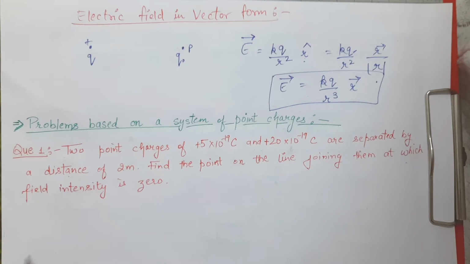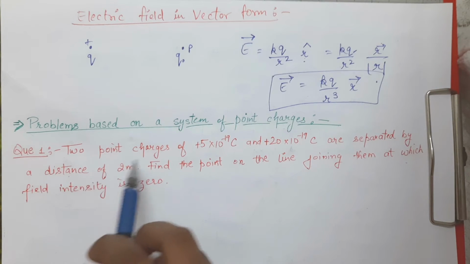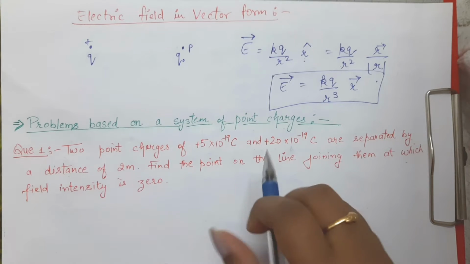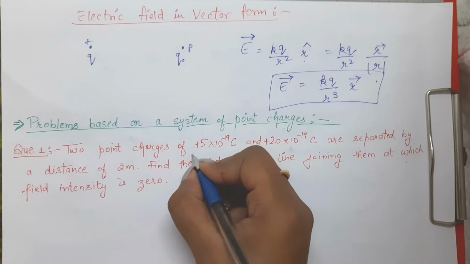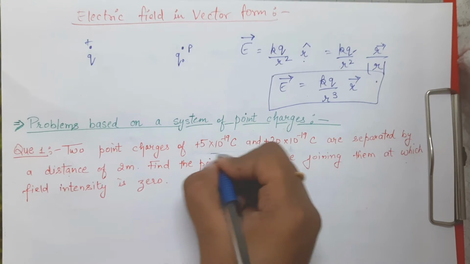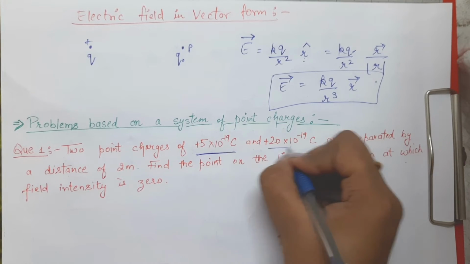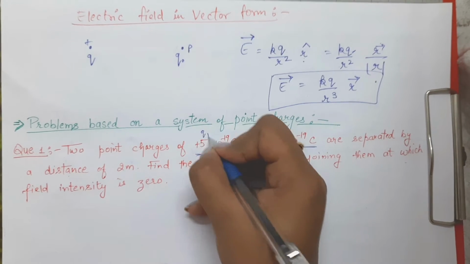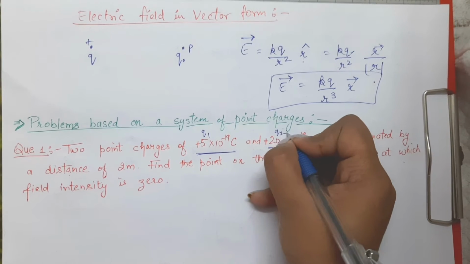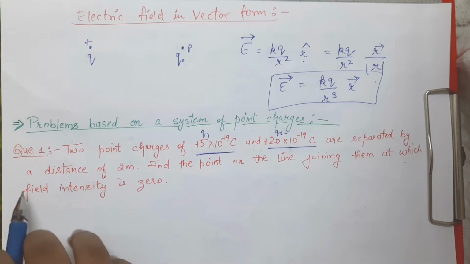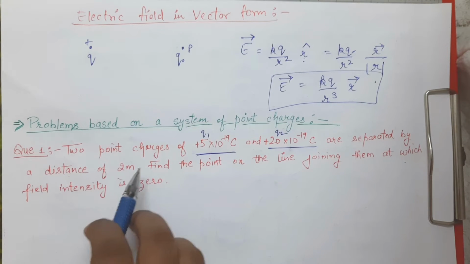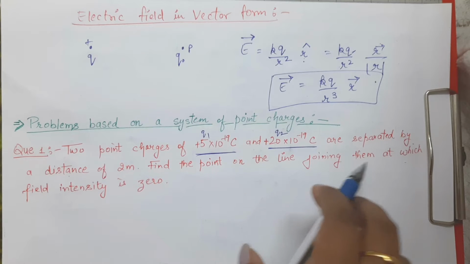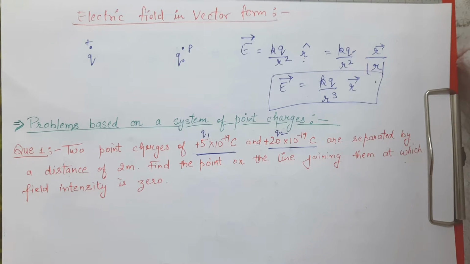So in this question, we have 2 point charges given as plus 5 into 10 raised to power minus 19 coulomb and plus 20 into 10 raised to power minus 19 coulomb. Suppose this is charge q1 and this is charge q2. These are separated by a distance of 2 meter. Find the point on the line joining them at which field intensity is 0.